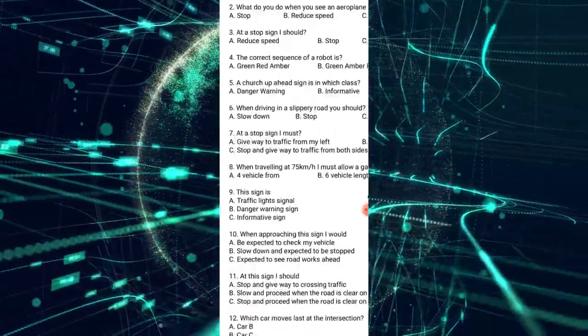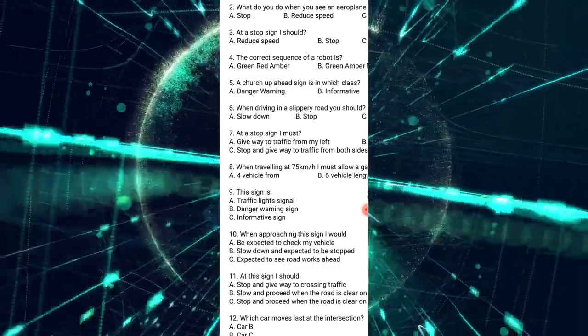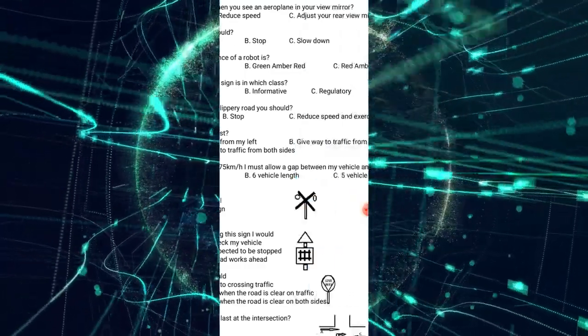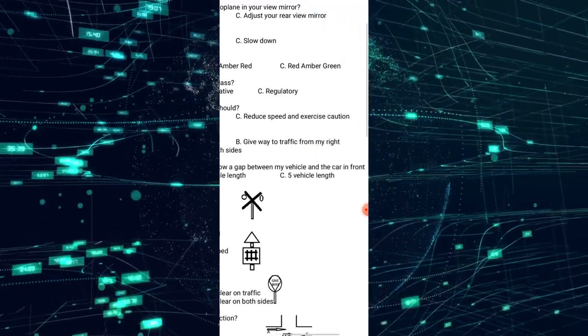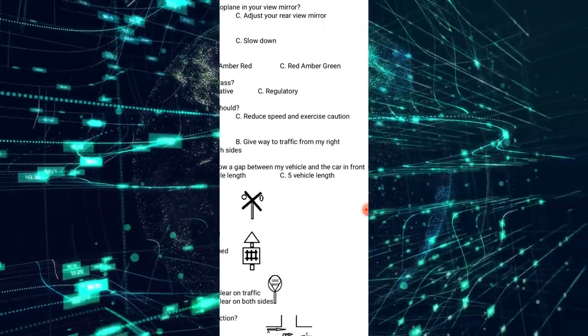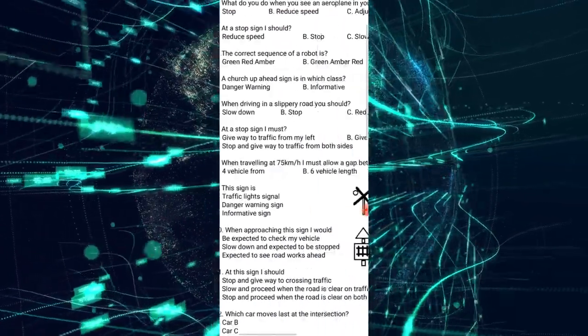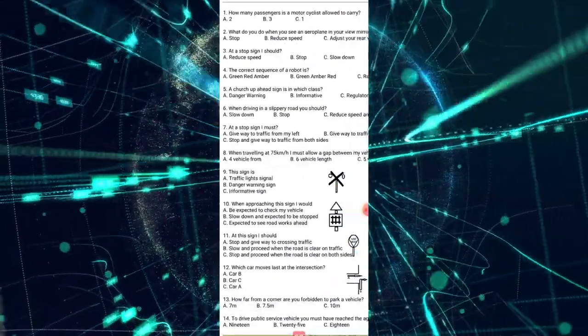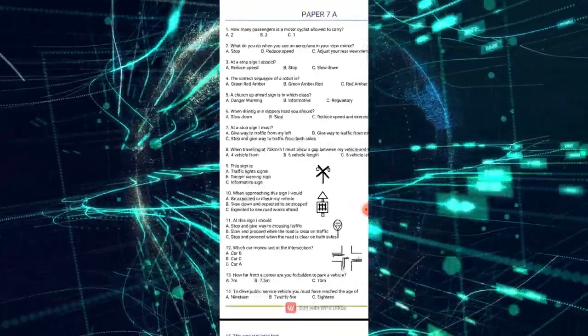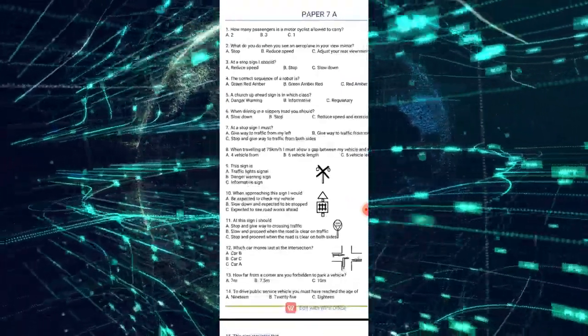Now let's look at our answers. A said green, red, amber. That's GRA. That's not correct. B, GAR. That's GAR, right? So B is correct. C, no, it's not correct because it's starting with R. So the correct answer for number 4 is B. Number 5, a church up ahead sign is in which class?